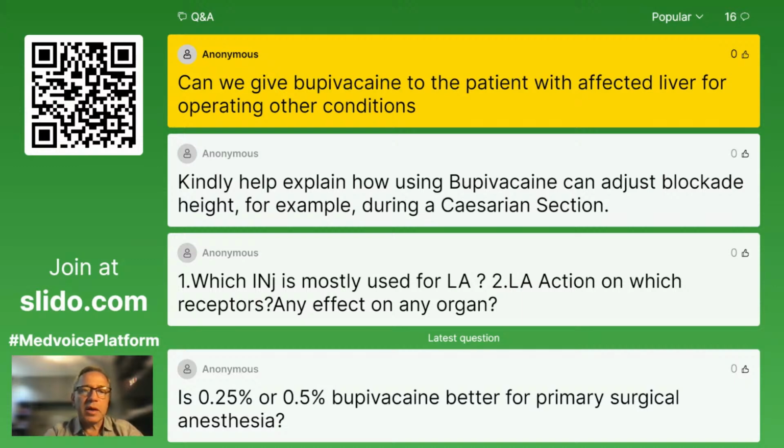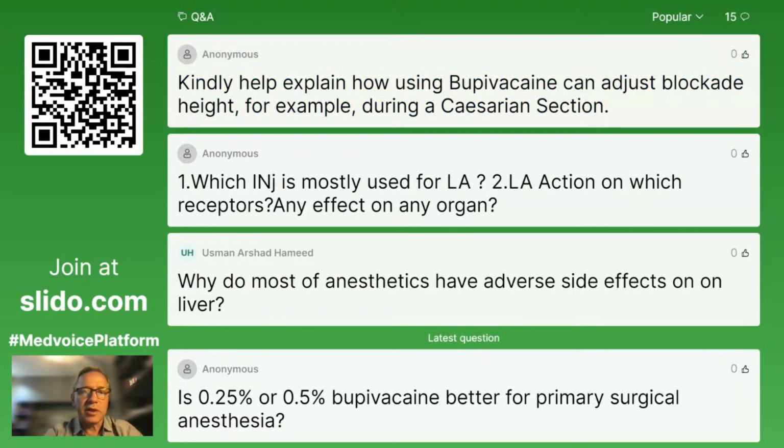Kindly help explain how using bupivacaine can adjust blockade height, for example, during cesarean section. We have spoken about that again in my presentation, when I explained to you that adding glucose into, well, pretty much any anesthetic will make it hyperbaric. If it makes it hyperbaric, it sinks with gravity. So if you put the head up, okay, most of this hyperbaric or heavy bupivacaine will go down, and you can achieve a saddle block only.